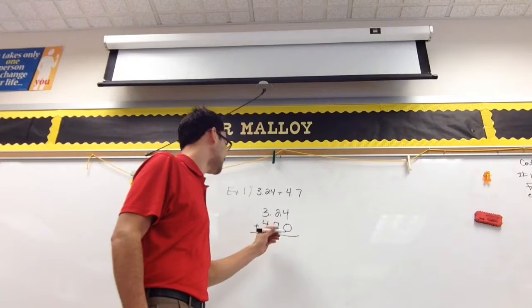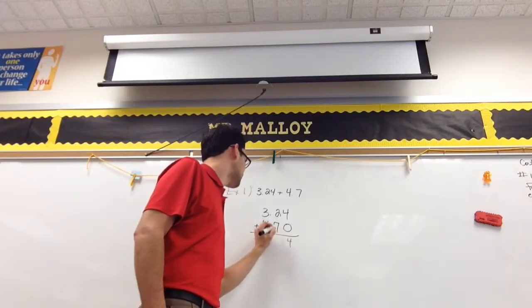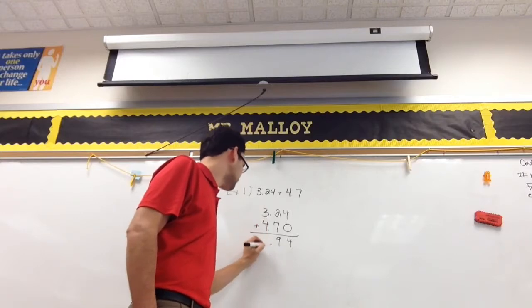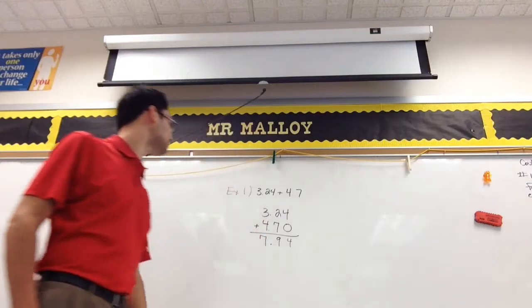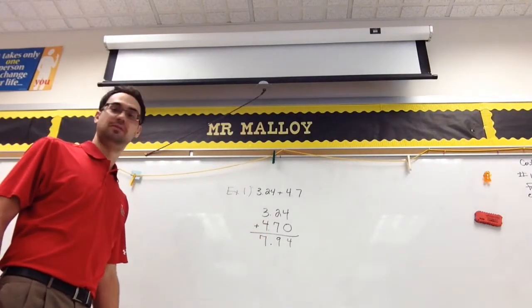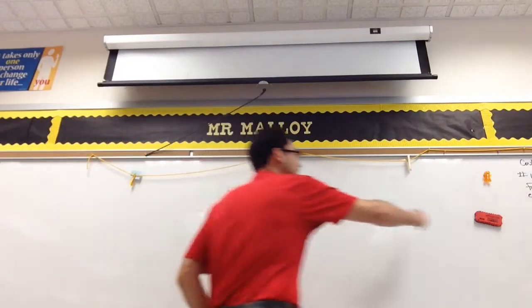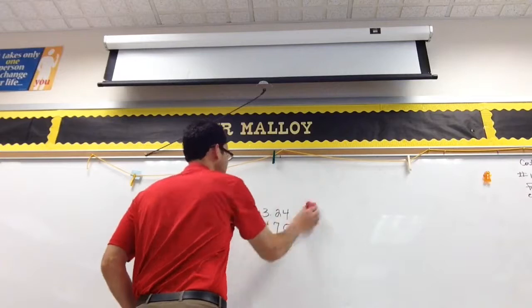So now I can add them up. So that's 4. 2 and 7 is 9. Decimal point, put in the same spot. So 7 94/100ths. Okay? The same thing applies with subtraction.